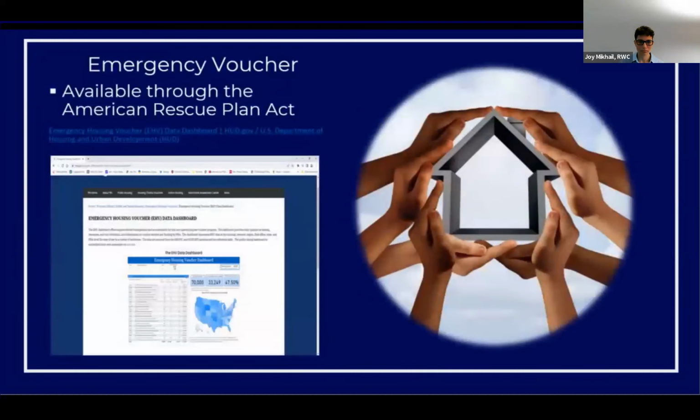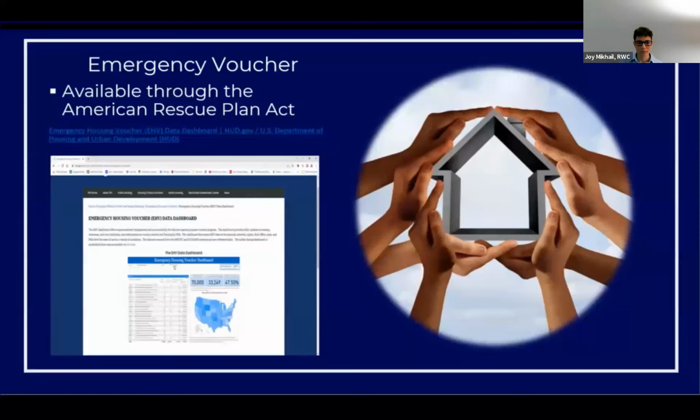Now, with the Emergency Housing Voucher, EHV, this program is available through the American Rescue Plan Act. HUD is providing over 70,000 choice vouchers to local housing authorities to assist individuals and families who are homeless, at risk of homelessness, fleeing or attempting to flee domestic violence, dating violence, sexual assault, stalking, human trafficking, and those recently homeless or at high risk of housing instability.